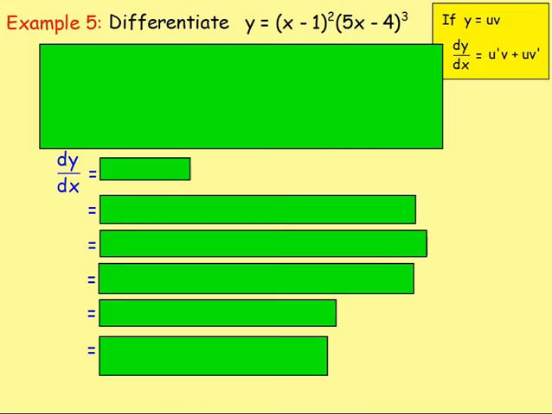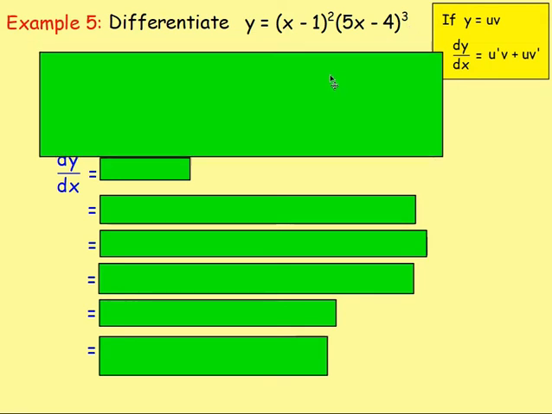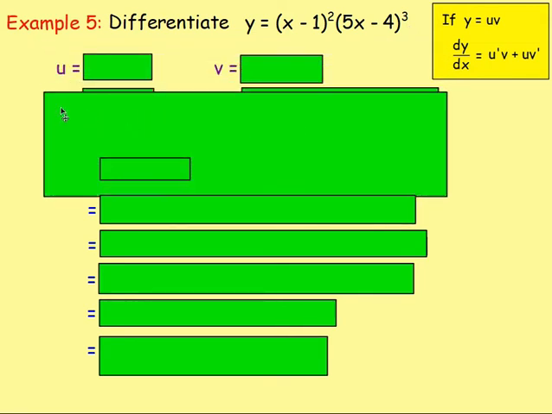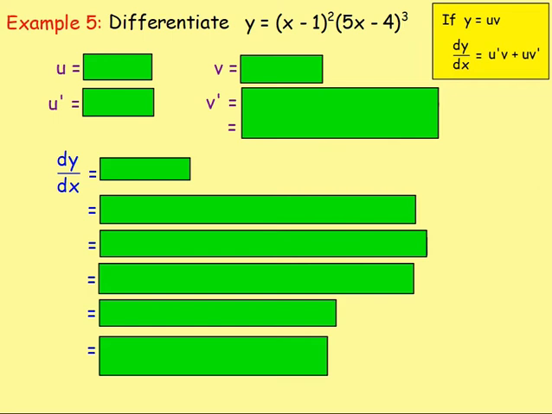Example 5, differentiate y equals x take away 1 squared times 5x take away 4 to the power of 3. So for this one again, why, Fiona, are we using the product rule? Yeah, we've got the product of two functions. We've got x take away 1 squared times 5x take away 4 to the power of 3. One function in terms of x times another function in terms of x means we have to use the product rule. So write down u and v and then work out u dash and v dash.